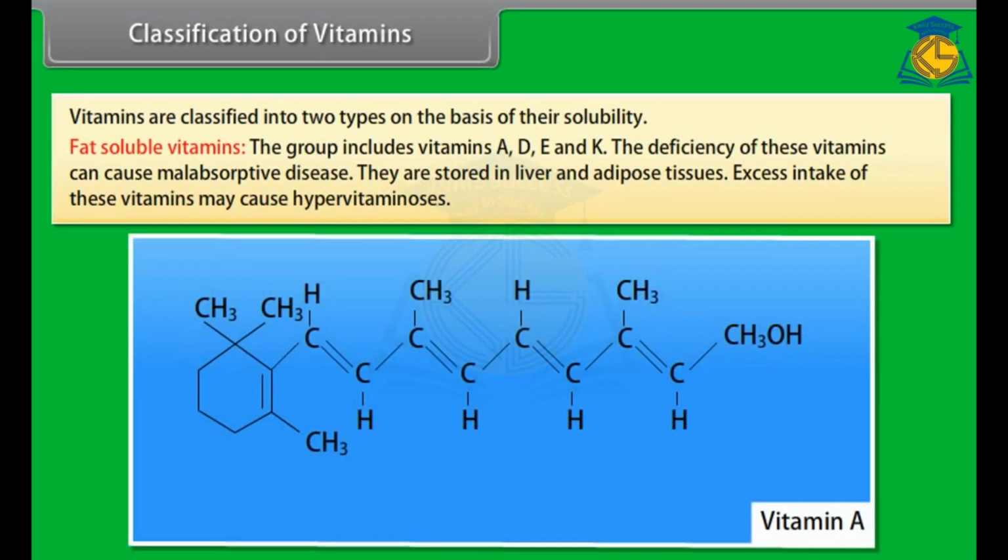Classification of vitamins. Vitamins are classified into two types on the basis of their solubility. Fat-soluble vitamins. The group includes vitamins A, D, E, and K. The deficiency of these vitamins can cause malabsorptive disease. They are stored in liver and adipose tissues. Excess intake of these vitamins may cause hypervitaminosis.